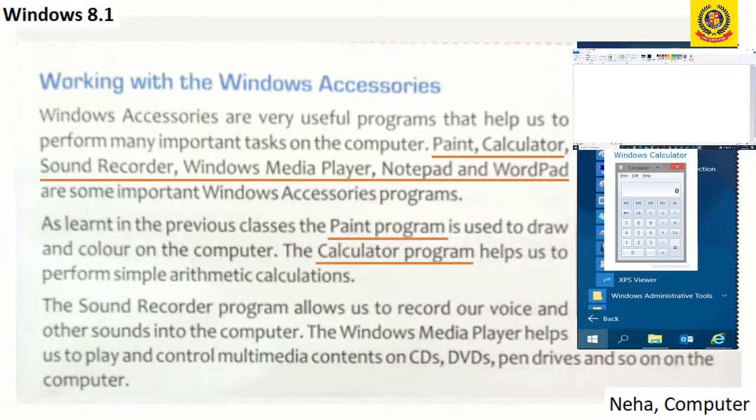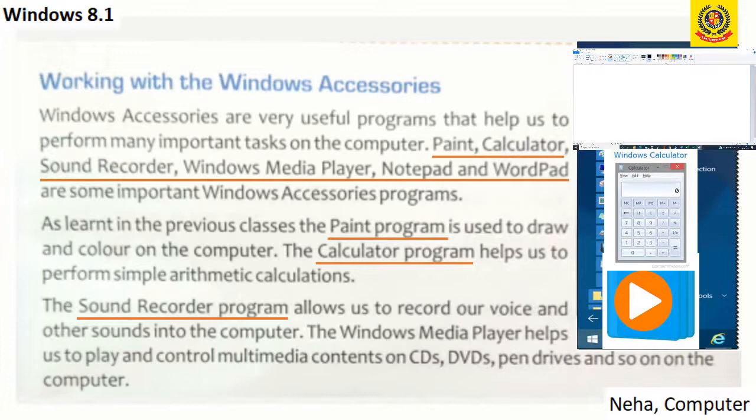Calculator program, it helps us to perform simple arithmetic calculations. Sound Recorder program, it allows us to record our voice and other sounds to the computer. And Windows Media Player helps us to play and control media contents such as CDs, DVDs, pen drives, and so on in the computer. In Notepad we can type something. In WordPad also we can type something. So all these are found in the Windows accessories. And we will be learning about all these in our next class.